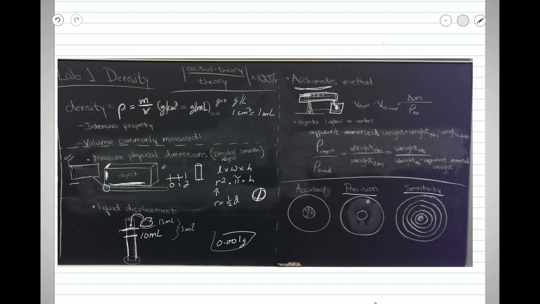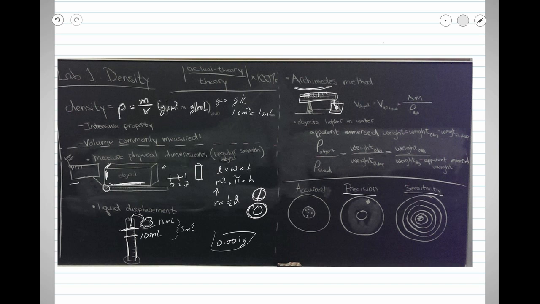Also, if you have a hollow cylinder, don't forget to measure the large cylinder, that's the outer rim, measure the inner rim, and then subtract the volumes of the two cylinders. And that'll give you your volume. Then we're going to do water displacement, which is fairly straightforward. And the third way is we're going to be using this Archimedes method.